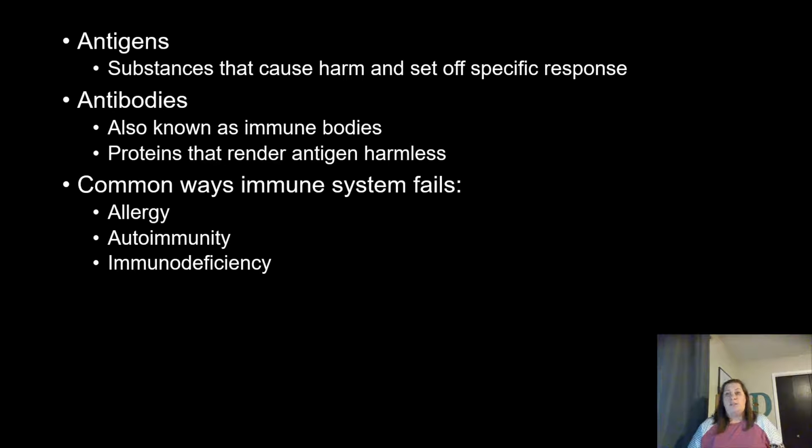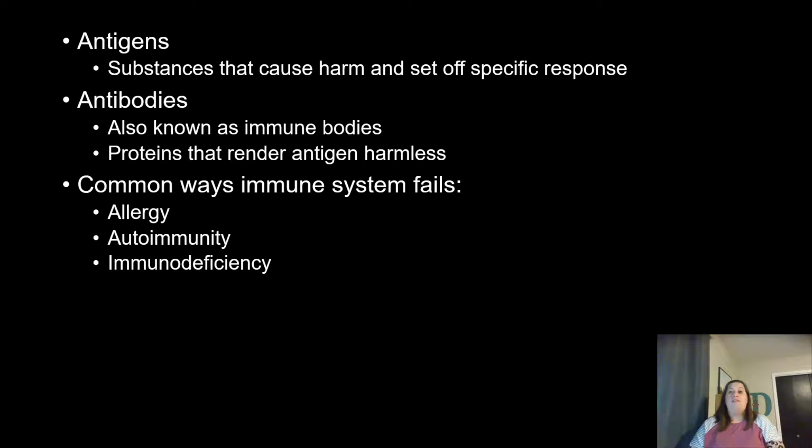So antigens are substances that can cause harm or set off a specific response of your immune system. In other words, it's something that does not match you. Your immune system is taught, this is you, this is not you. So if something comes in that does not look like you, it should attack it, should help get rid of it. Again, it can do this using antibodies. These are also known as immune bodies. These are proteins that help render the antigen harmless. They are going to help slow down the invader and also help destroy that invader.